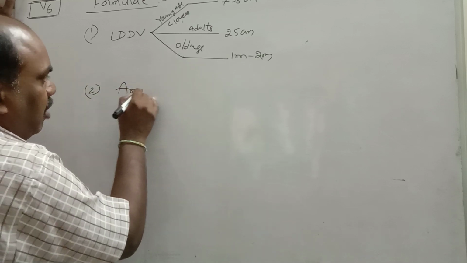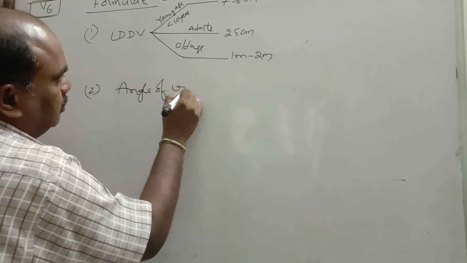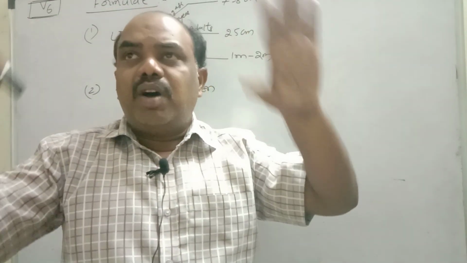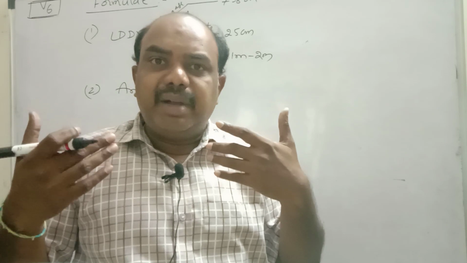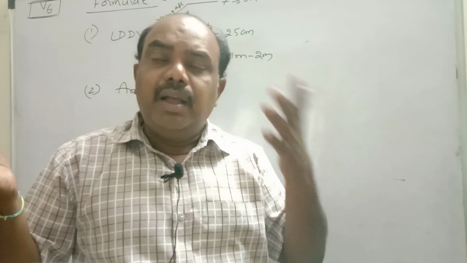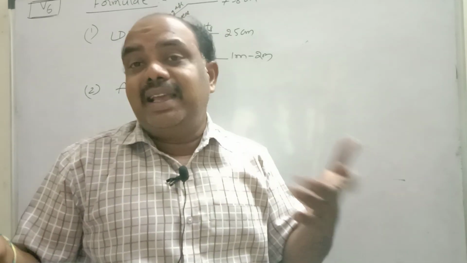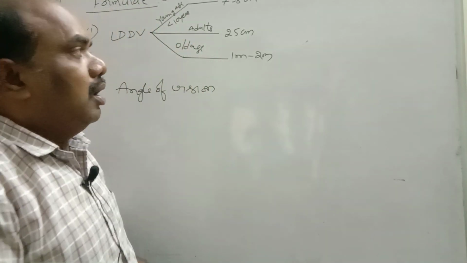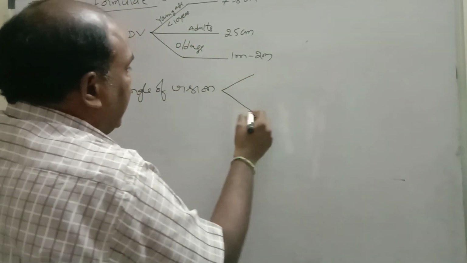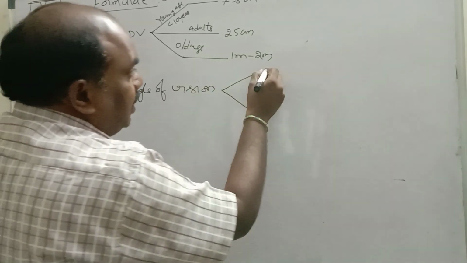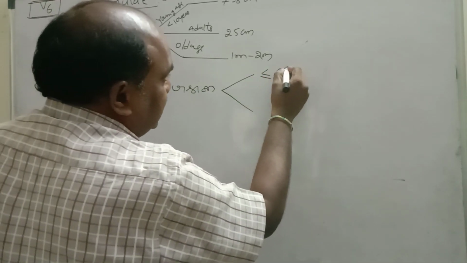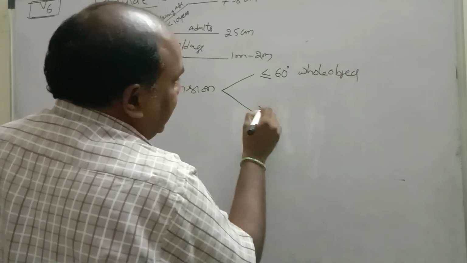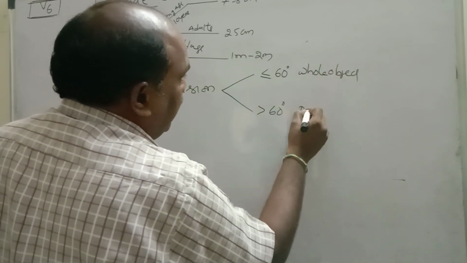Number 2, angle of vision, the angle made by the object at our eye. If this wall is making a certain angle at my eye, then based on the angle formed, we can see the whole object or part of the object. Now, angle of vision is the angle made by the object at our eye. If the angle of vision is less than or equal to 60, you can see the whole object. If the angle of vision is greater than 60, you can see only part of an object.